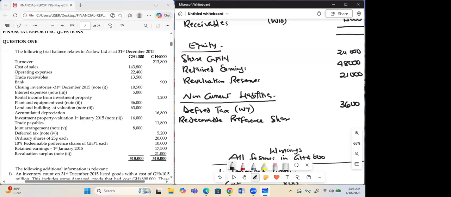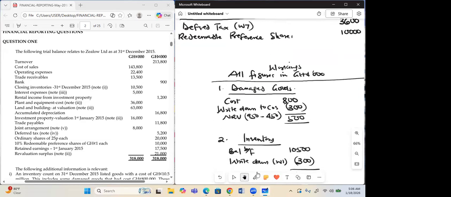What was the redeemable preference shares? 10,000. That is it. Then we go to current liabilities. Bank. My page is not enough. So okay, don't worry.